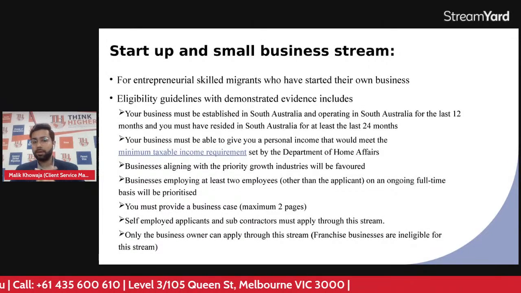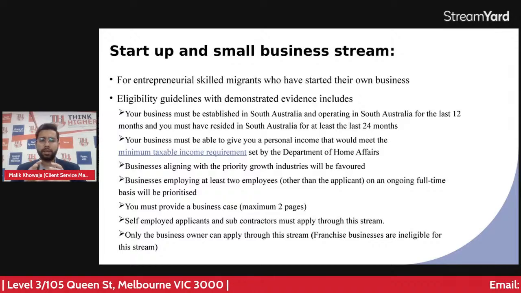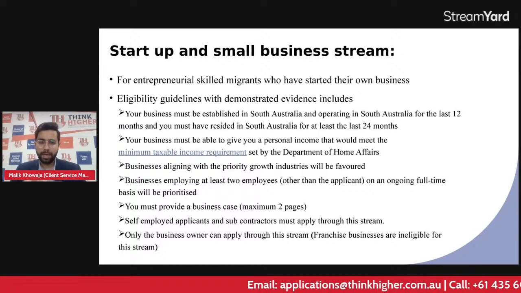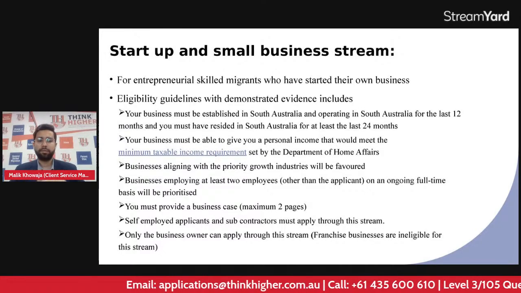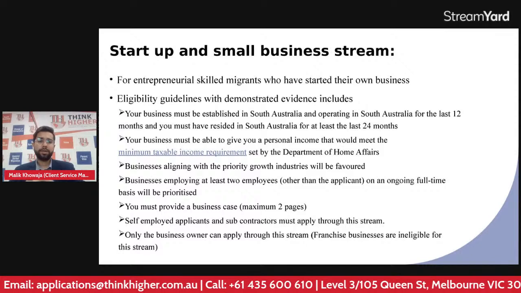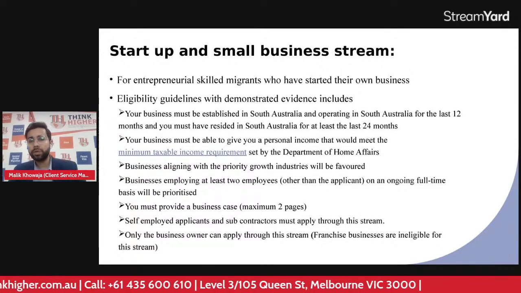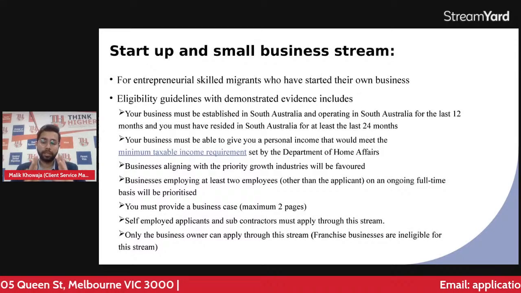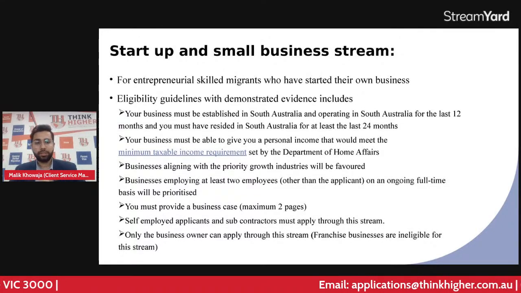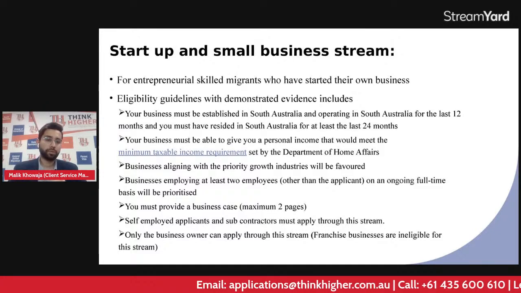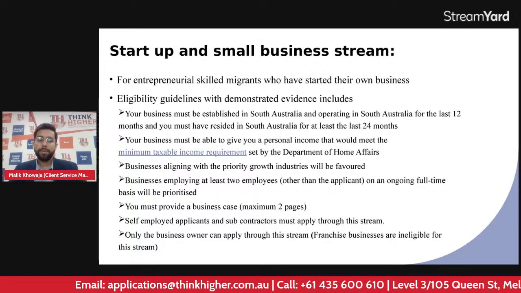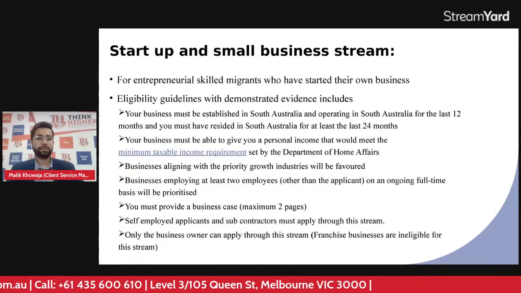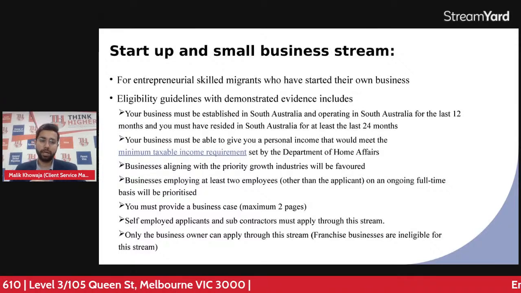Third thing is, just like the previous streams, you need to align your business with the priority growth industries, like high tech and the others that we discussed in the previous slide. Next point is that you must have at least 2 employees working with you other than yourself. So 3 employees in total, along with you, have to be working for this startup or small business. Another requirement is that you need to submit a business case if selected for the ROI, and we already discussed in the previous slide what you need to mention in that one.